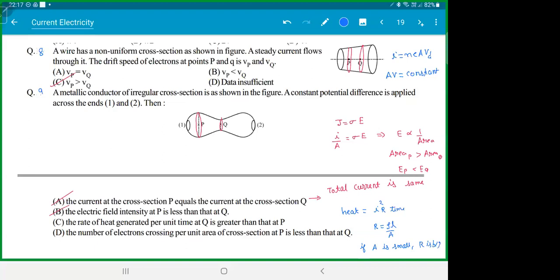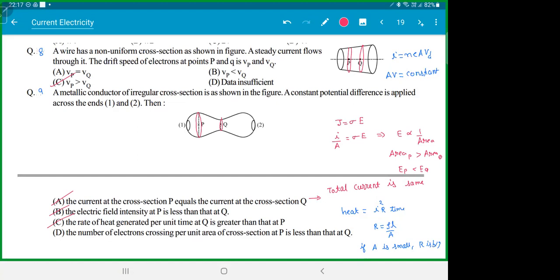If R is big, more heat will be produced. So the rate of heat generated per unit time at Q is more, because Q by area is small and R is more. So that is also right. Make sense? This is what actually happens in a bulb's filament.